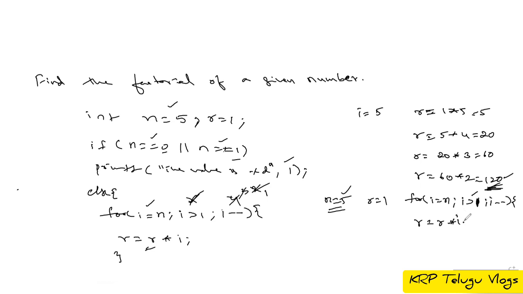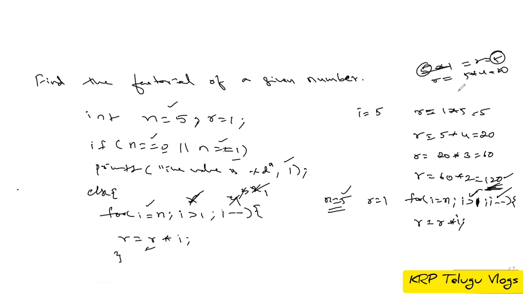So now what will happen, Geeta? What is the I value? I value is 5. What is the R value? R value is 1 initially. So now R value is nothing but 5, 1 into 5. Next, I value gets decremented to 4. So 4 is greater than 1, so R is equal to R into I. R value is 5, so 5 into I value 4 will become 20. R becomes 20.